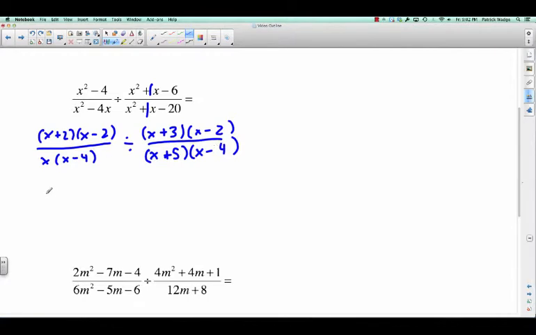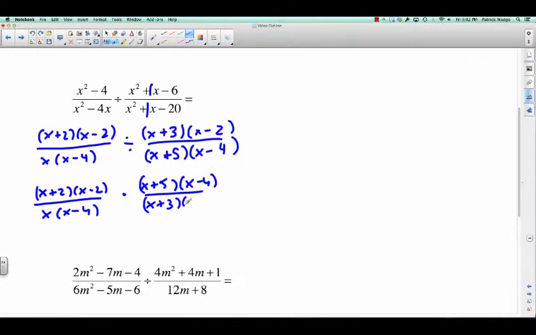Okay, now I know you're going to roll your eyes and scream, no way, I'm not going to do that, that's crazy. But I'm now going to flip it. I'm literally going to rewrite this whole thing, put a times sign, and flip this. So the x plus 5, x minus 4 comes to the top, and the x plus 3, x minus 2 goes to the bottom. Now you could skip one of these steps if you want, but I need to show you now that for the NPVs, you need to get the NPVs from all the denominators.